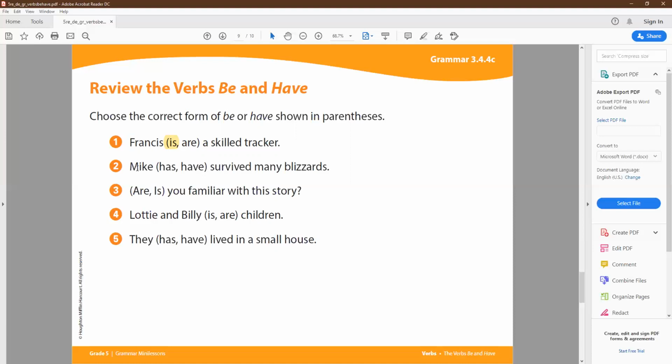All right, let's look at number 2. Mike has or have survived many blizzards. Well, our subject is Mike. Mike is a singular subject. So which of these verbs is going to be singular, has or have? If you chose has, you were correct. Mike has survived many blizzards.